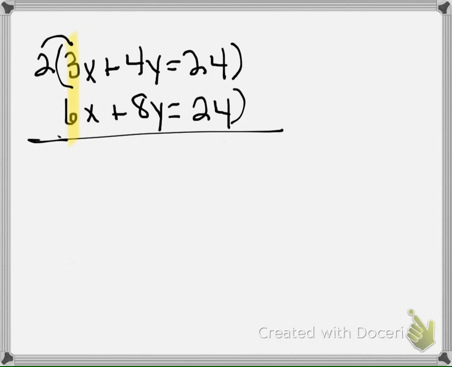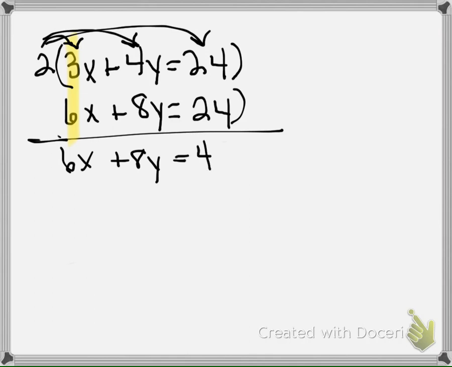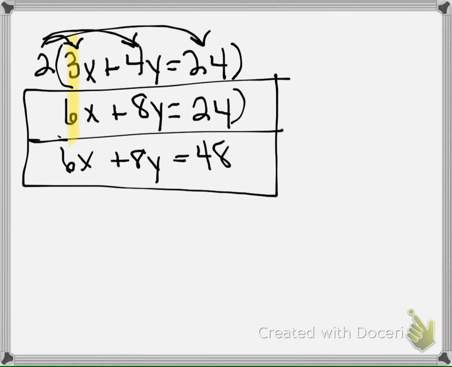So if I take this 2 and I multiply it by all three things, what does it give me? What's 2 times 3x? 6x. 2 times 4y. 8y. 2 times 24 equals 48. Now these are the two. Look at that.